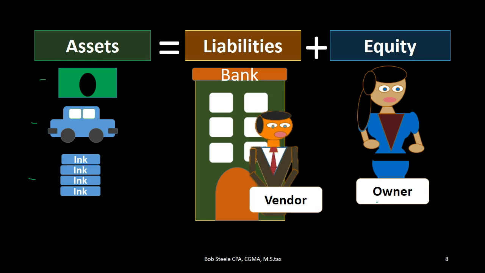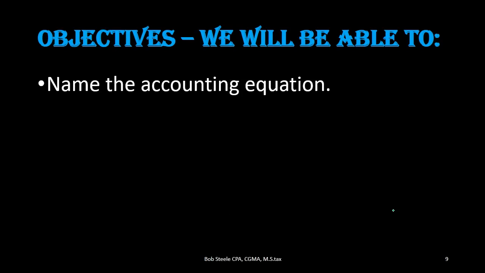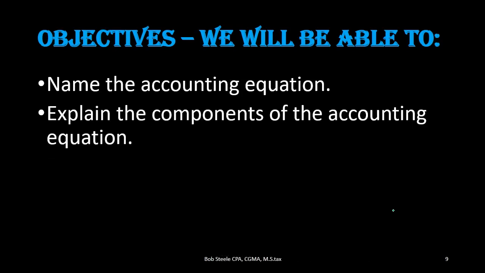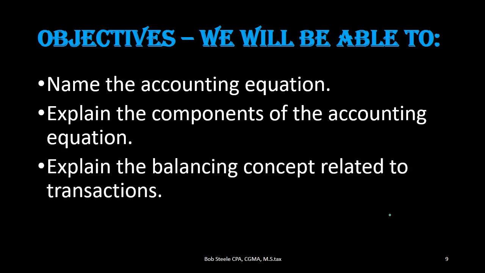In the case of a partnership, 2 or more owners would be allocated the assets minus the liabilities. In the case of a corporation, stockholders' equity would be this section. We are now able to name the accounting equation, explain the components of the accounting equation, and explain the balancing concepts related to transactions.